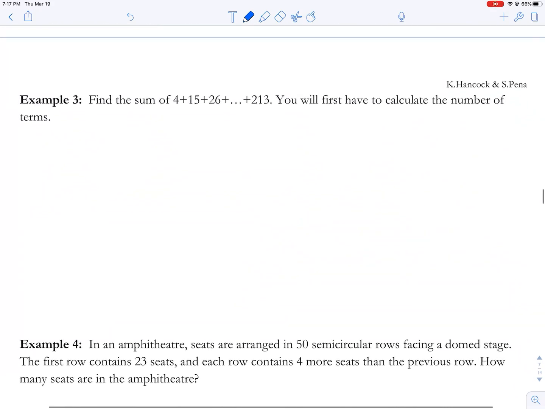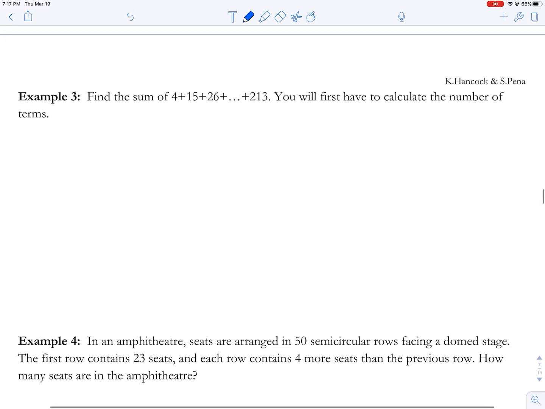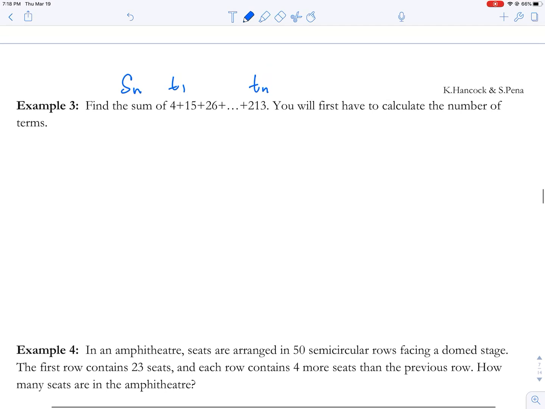For example 3, this time it says we're going to find the sum. So it's going to be S of n of, well, they give us our first term and they give us our last one. So they're giving us T1 and they're giving us Tn. So right away, I know we're going to be using the formula S of n equals n over 2, bracket T1 plus Tn. That's the formula we're going to be using. But we don't know the number of terms. Oh, it even says you will first have to calculate the number of terms. So we're going to have to do that first.